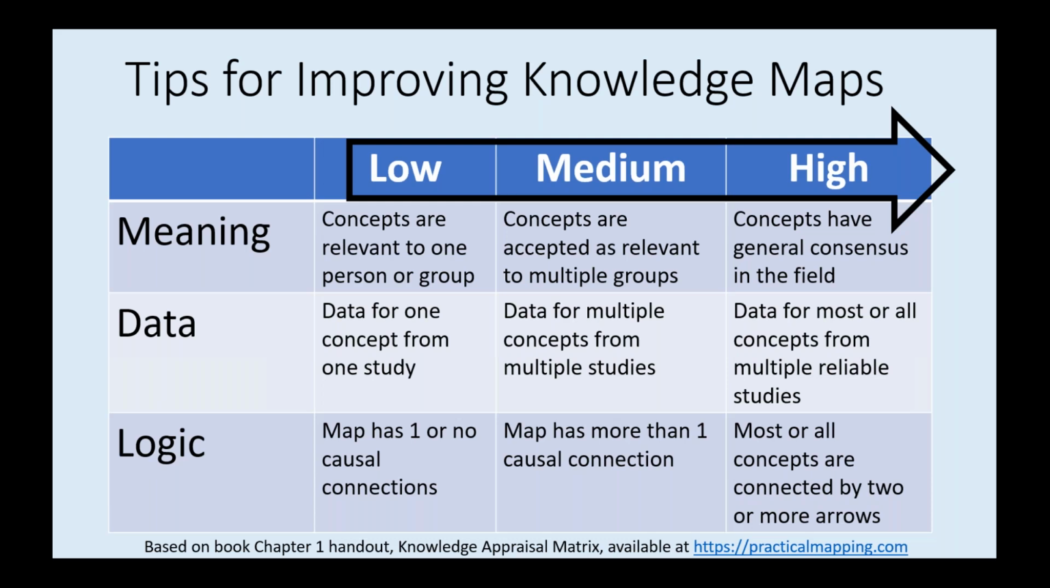The key things to remember to improve the quality of our knowledge for practical action are to strive to build up a body of knowledge that includes meaning to more groups of people, data for more concepts, and from more studies, and more logic, more causal connections between the concepts.